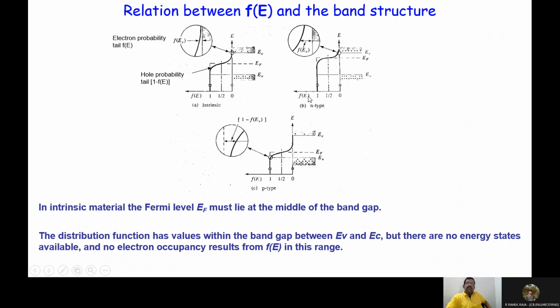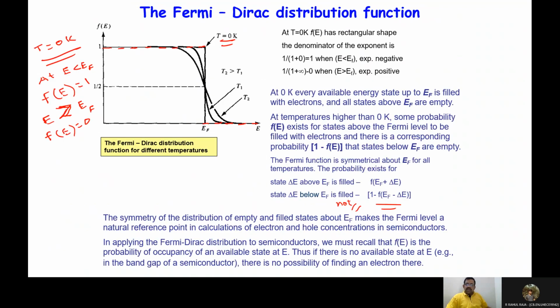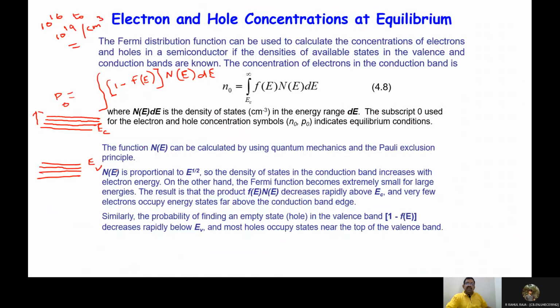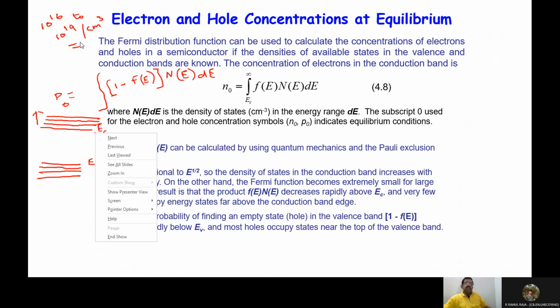f of E gives the probability of finding an electron in a state, or the probability of the state at E being filled. But 1 minus f of E will be the probability of that state being unoccupied, empty. So when you take 1 minus 1, it will be 0. So here you integrate from EC, which is the lower energy level, all the way to infinity.